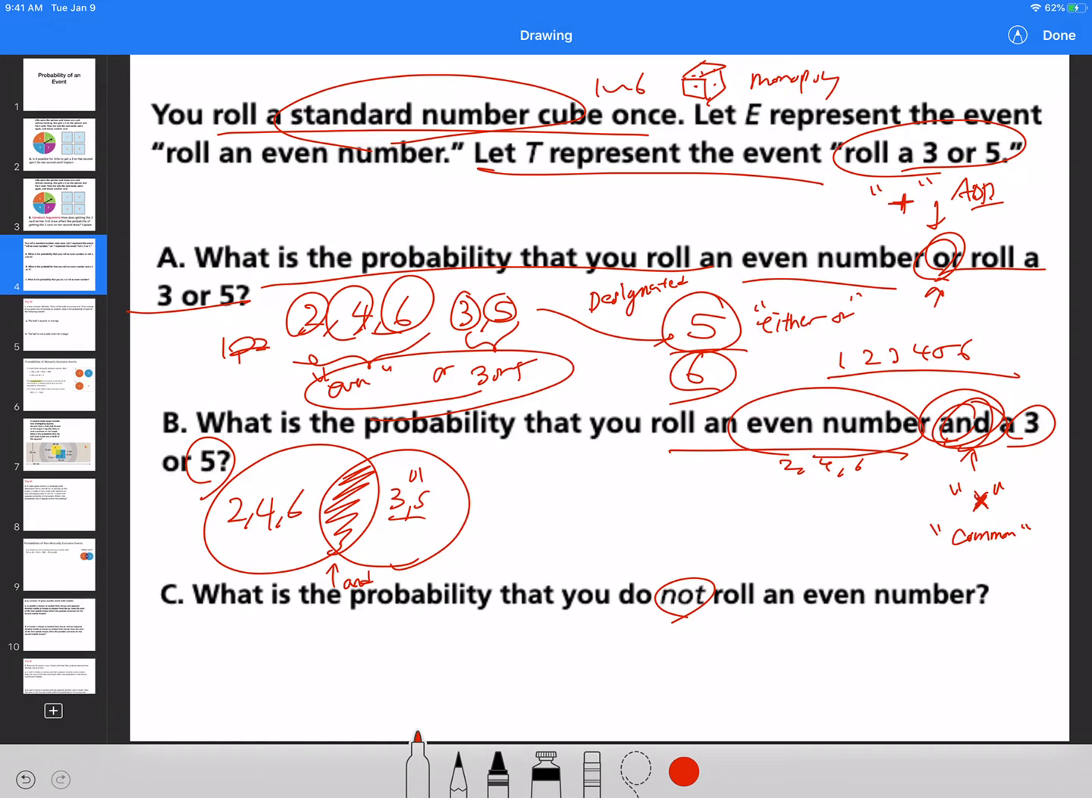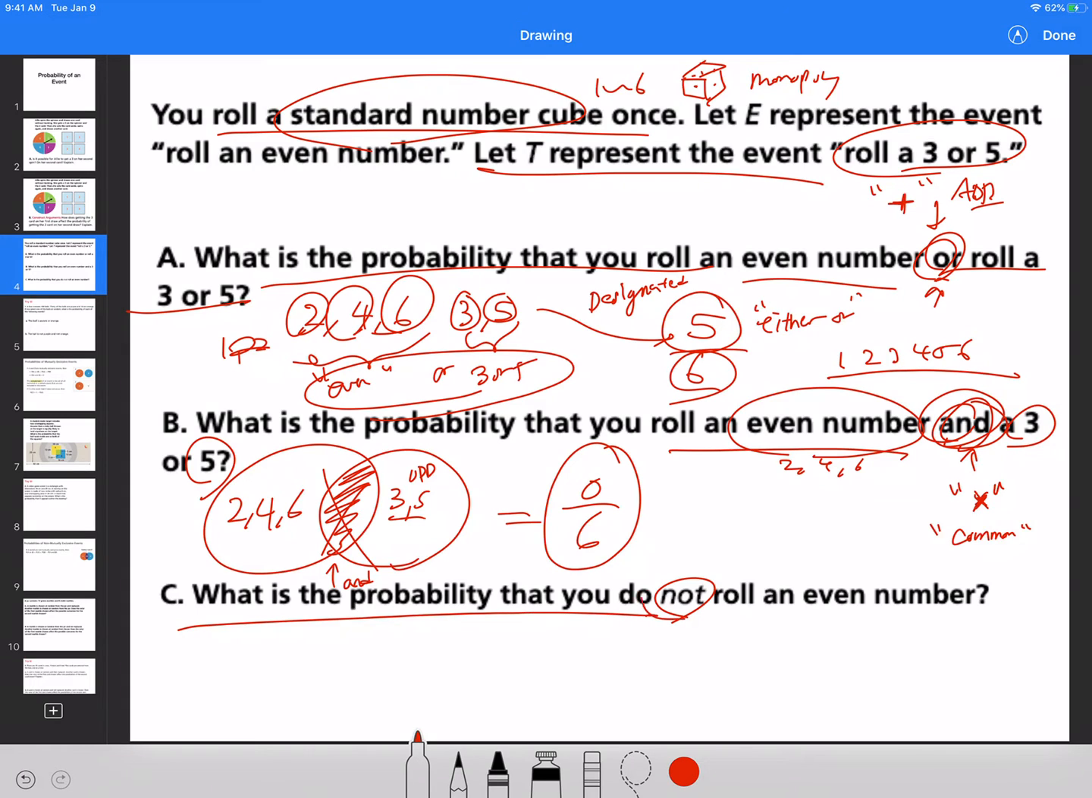Well, these both are odd numbers. That means that simultaneously both of them cannot happen at the same time. So what you say is 0 out of 6, because there are no numbers. There's simply no numbers in the middle ground that's both even and odd.